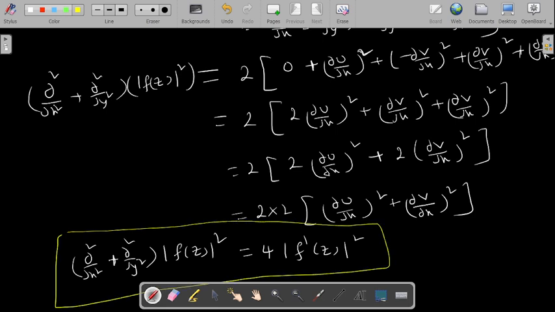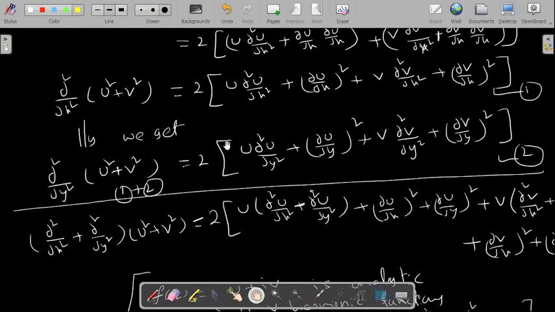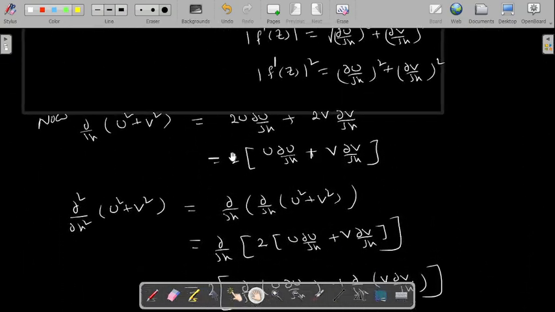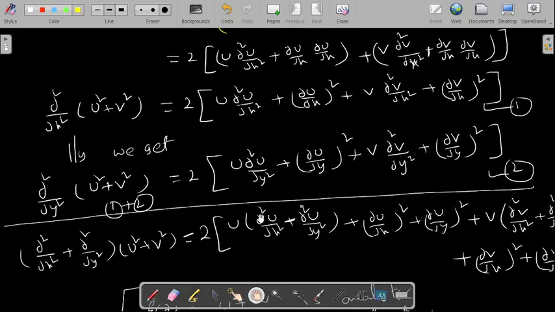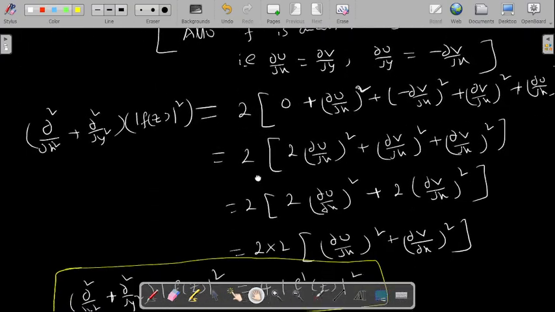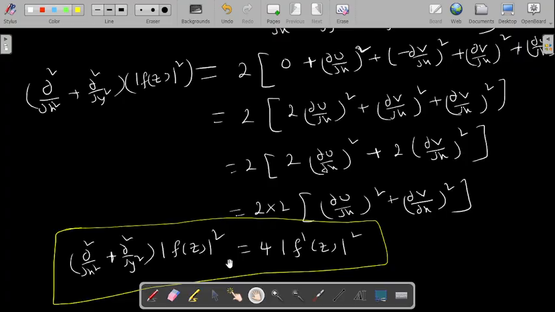Only 2 times differentiation and add. Check it. (∂²/∂x² + ∂²/∂y²)|f(z)|² = 4|f'(z)|². Got same? Check it. Got same, na? Okay.